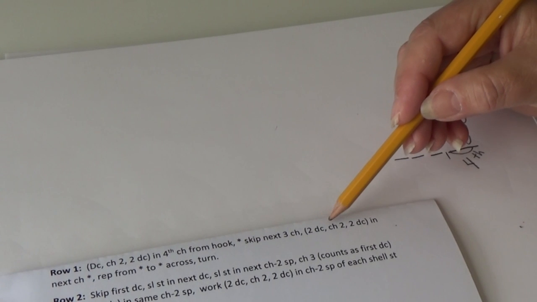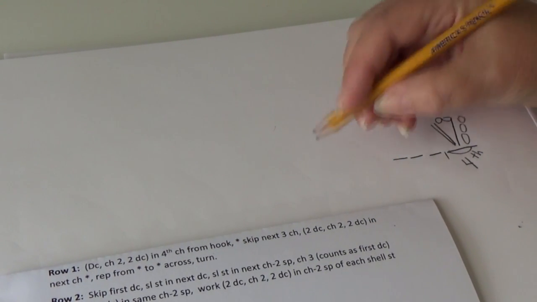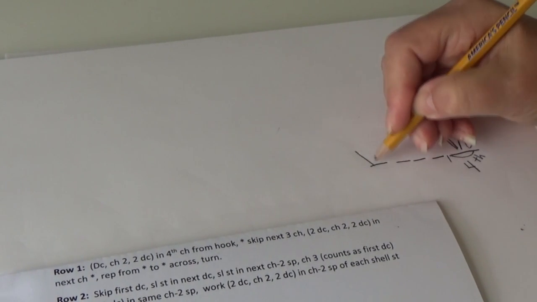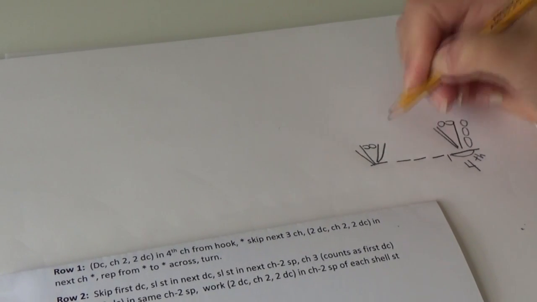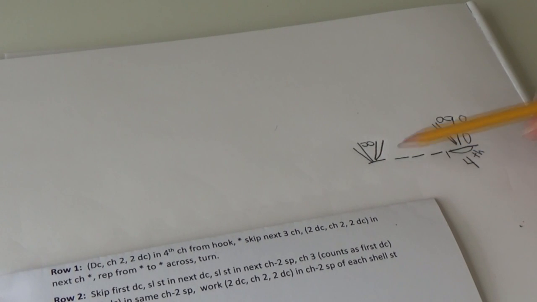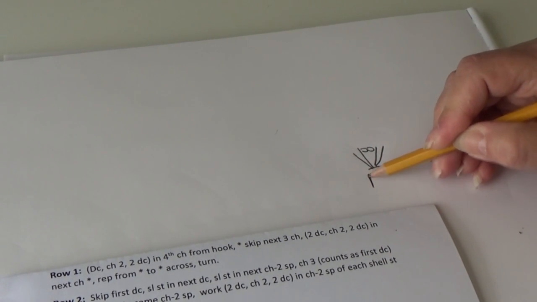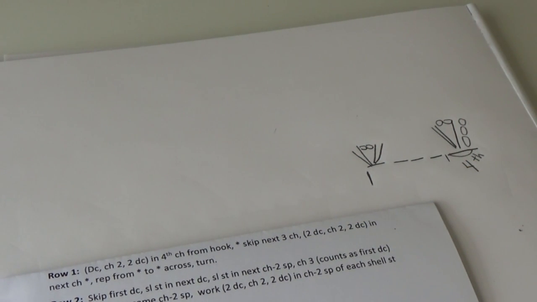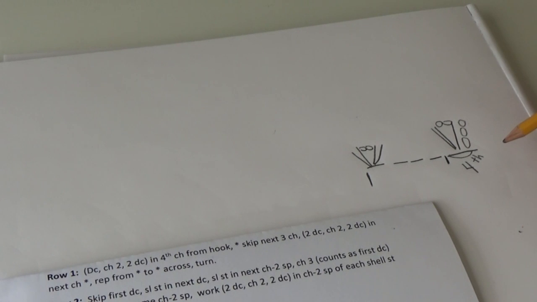Next, it says 2 double crochet, chain 2, 2 double crochet in the next chain. So then you're going to draw a line for your next chain, and you're going to do 2 double crochet, chain 2, 2 double crochet into that next chain space. Okay, so that's the end of our repeat based on this pattern here. Now all patterns are different, so please pay attention to your starting and your ending of the pattern.